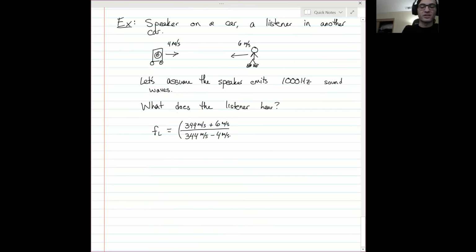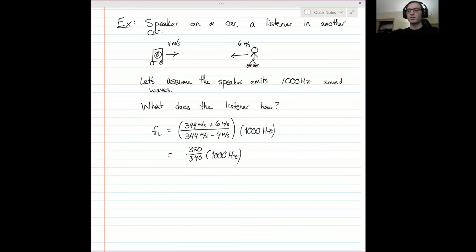Perhaps now you can guess why I chose the numbers that I did. And then we want to multiply that by the speaker's frequency, which is 1,000 hertz. So we can do this math. It's relatively straightforward. It's 350 divided by 340 times 1,000 hertz. And now that's not some division that I can do in my head, so I will do it on a calculator instead. 350 divided by 340 is not straightforward.